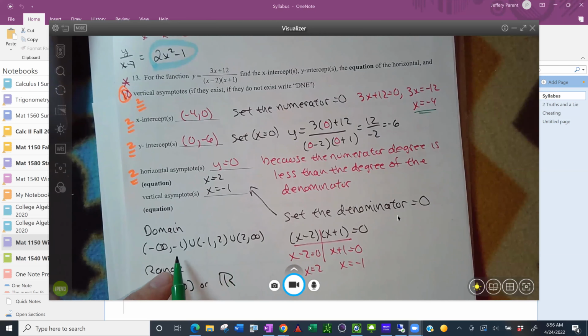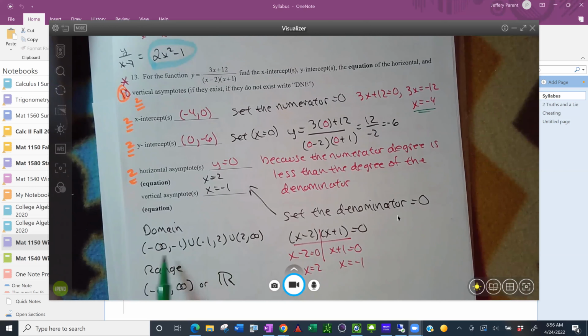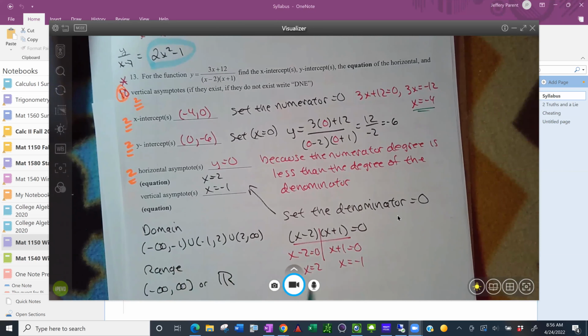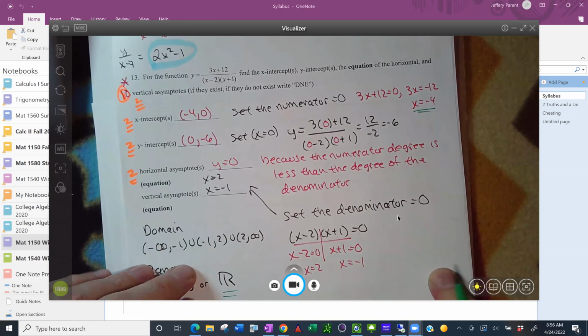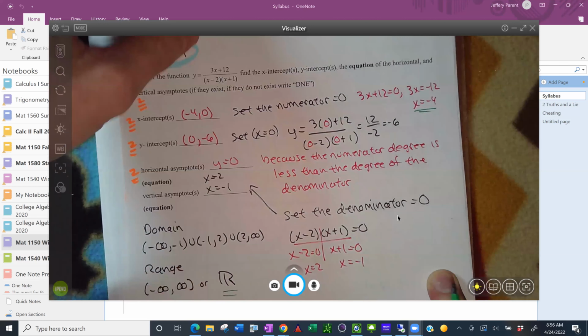So it can't be negative 1, it can't be 2. So it's everything but those values. That's what I have here. The range, you have to look at the graph to find that. I would assume you use Desmos to look at that. And the range is everything. Remember, there's a bonus point for people who use R correctly.